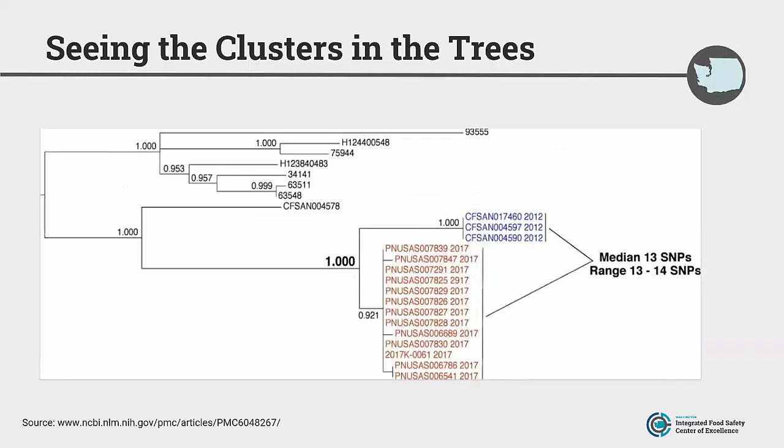Here's another example. This was, I believe, a salmonella, and the red ones were a salmonella cluster that was detected in 2017. It was found that they were 13 to 14 SNPs different from 3 isolates found in a food production facility in 2012. So the question was, is it likely that these 2012 food production isolates are related to this 2017 cluster that's being investigated?